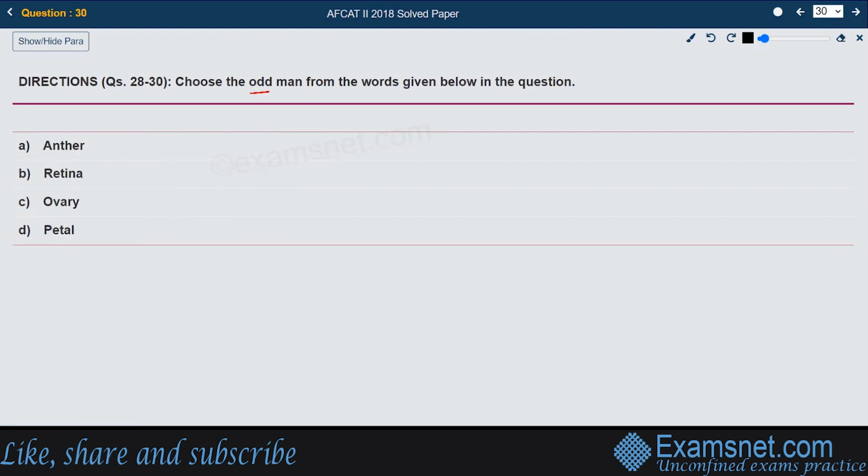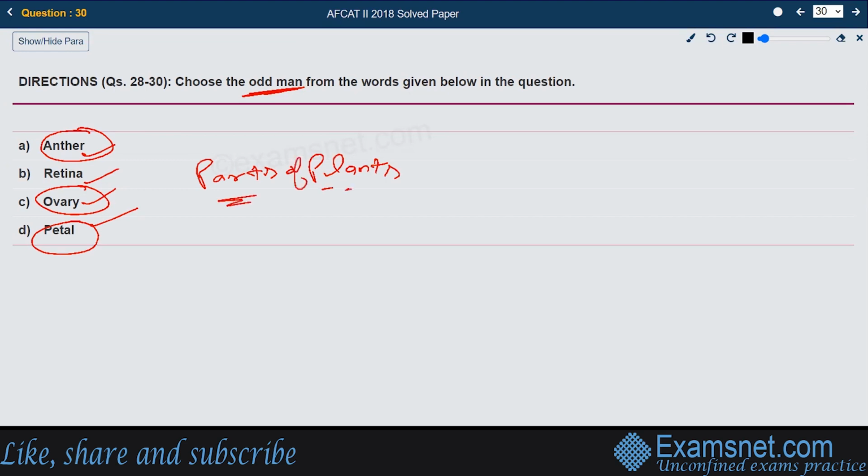Now, again, we have to find out the odd one out. The words are anther, retina, ovary, and petal. If you have a closer look, anther, ovary, and petal are all parts of plants. Only the word retina is not part of plants, rather it is a human body part. So that's why the odd one is retina. That is going to be the right answer.